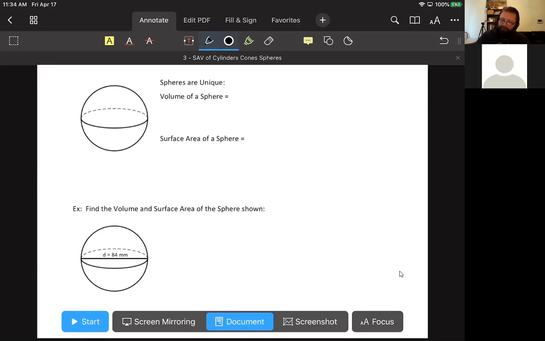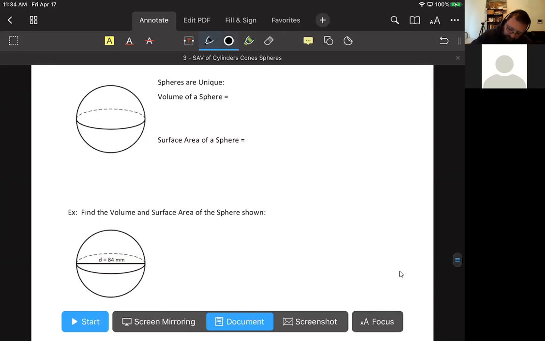So for volume, in a sphere, spheres only have one measurement of note, and that is a radius. All we really care about in the sphere is a radius. They don't have a height. They don't have a slant height. They just have a radius, because every point on that sphere is located the same exact distance away from the center of that circle as every other point. They're not coplanar, but they're all points that are equidistant from that center. So the only measurement they have that we care about is the radius.